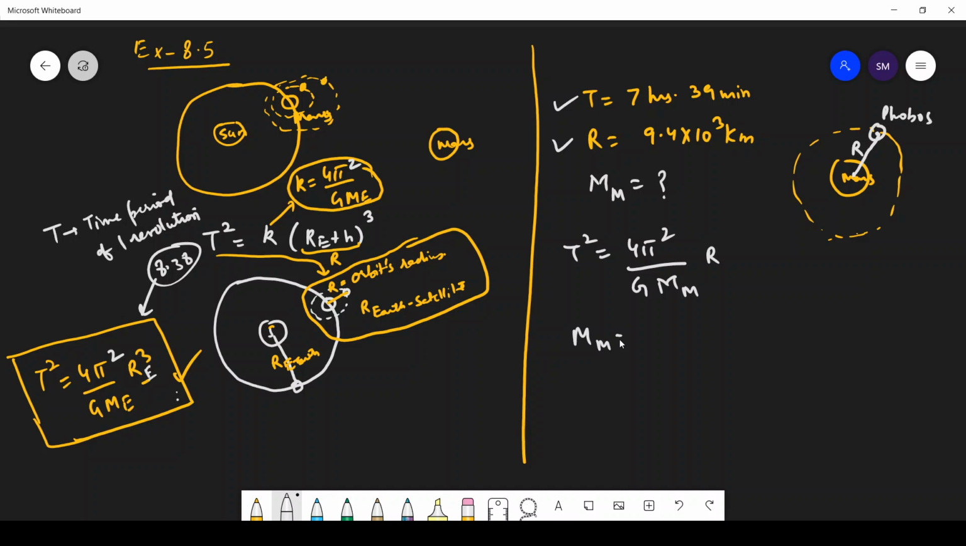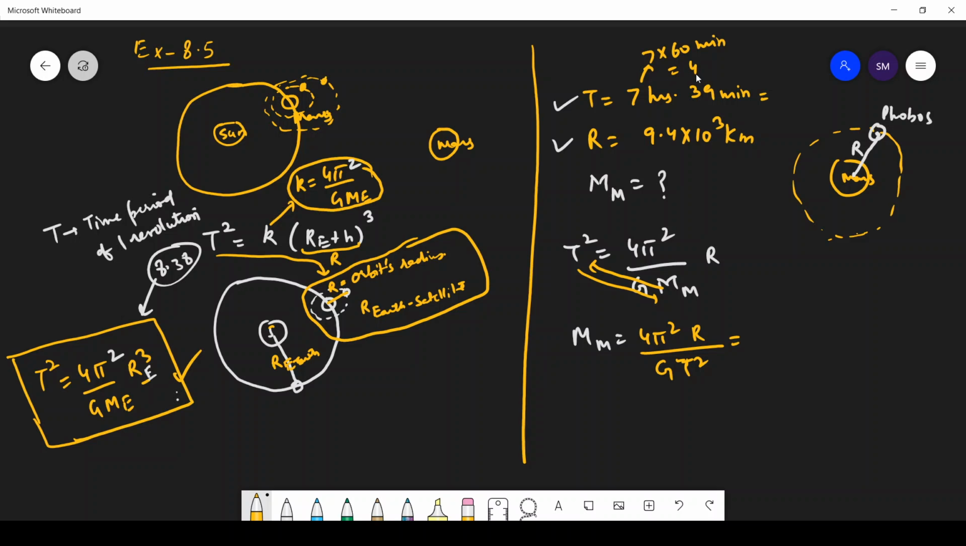So MM is equal to T square, this MM will go into the numerator, and this T square will come into the denominator. So this is 4 pi square r cube divided by G T square. So you need to simply put these values. Students, you need to put the values in SI units. So 7 hours 39 minutes is how many seconds? So 7 hours means 7 into 60, these many minutes.